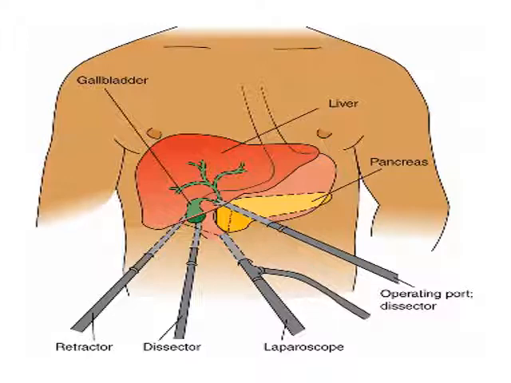So it's just showing you how they typically have 4 different lap sites, and you'll see the 4 different types of instruments that they use for the lap chole.